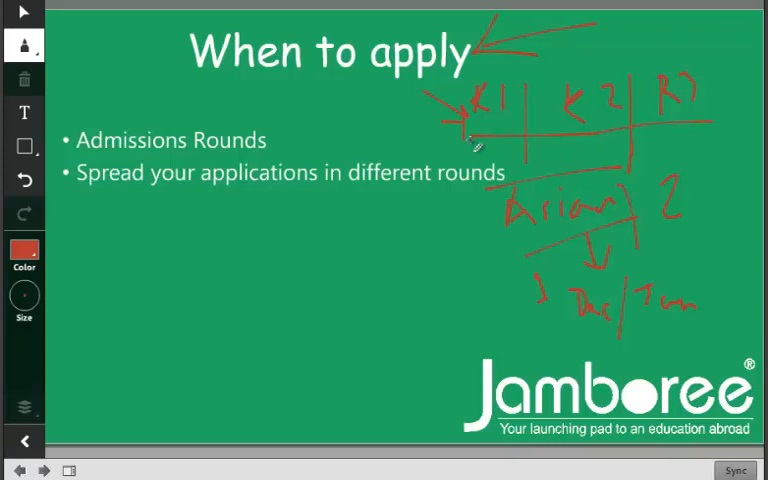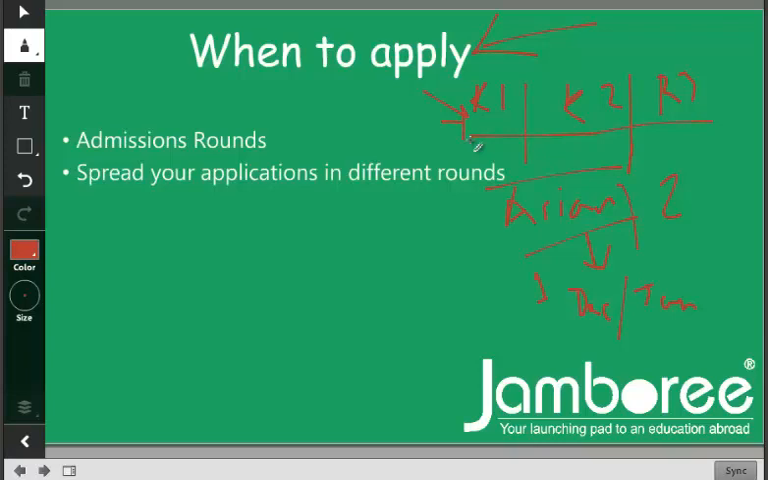There is, of course, a definite advantage in applying in round one. But you cannot apply to all the business schools in round one. Each application takes at least 7 to 10 days. To write a good application, you have to budget 7 to 10 days for each application. So it's not possible for you to apply to all the universities in round one.